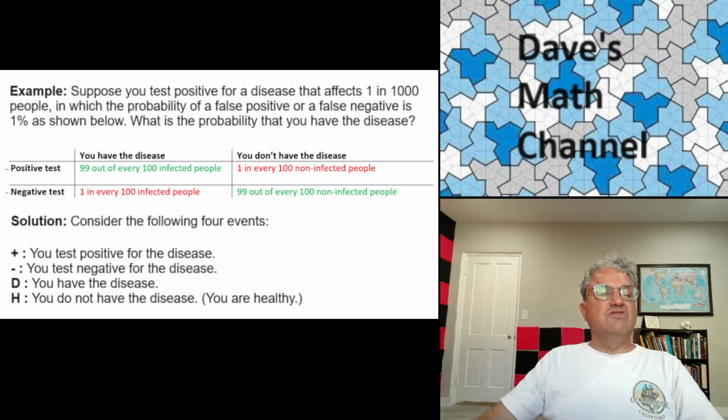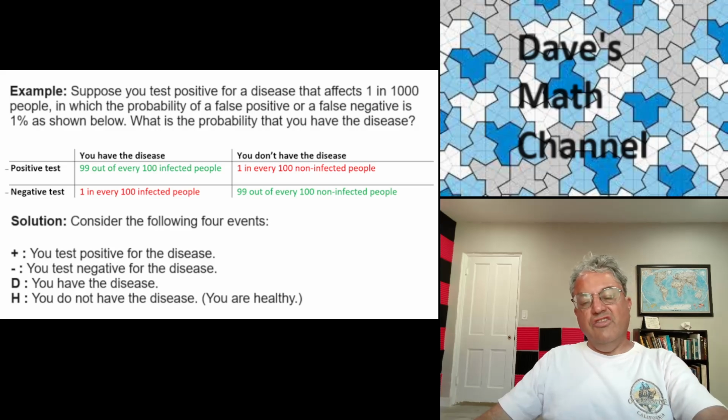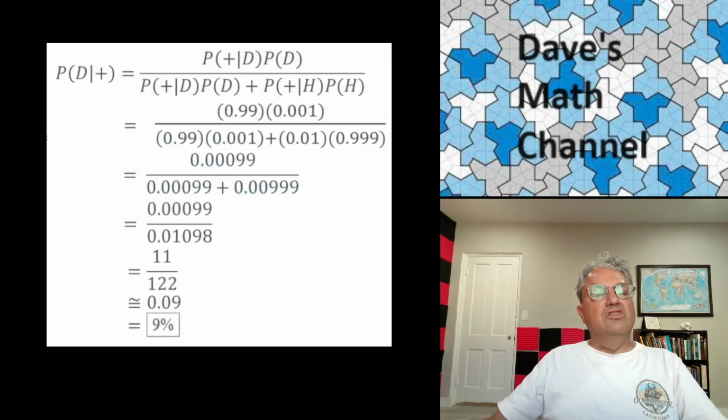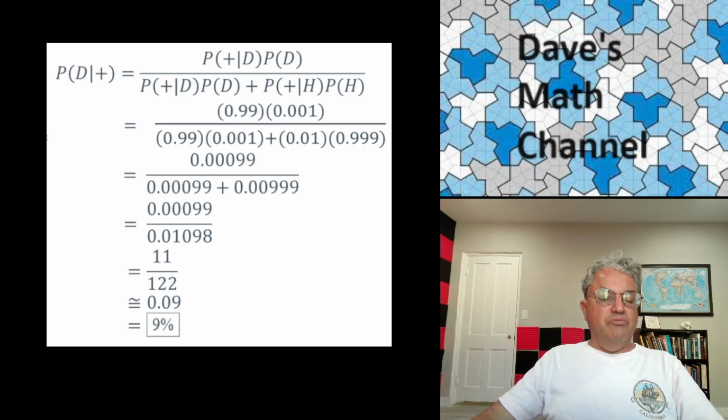There was a 1% chance of a false negative. I'm just going to label the events here. Plus is the event that you test positive. Minus is the event that you test negative. D is the event that you have the disease. And H is the event that you don't have the disease, i.e. you're healthy. Now I'm going to use Bayes' theorem in that bottom equation I showed you earlier. And here's what you get.